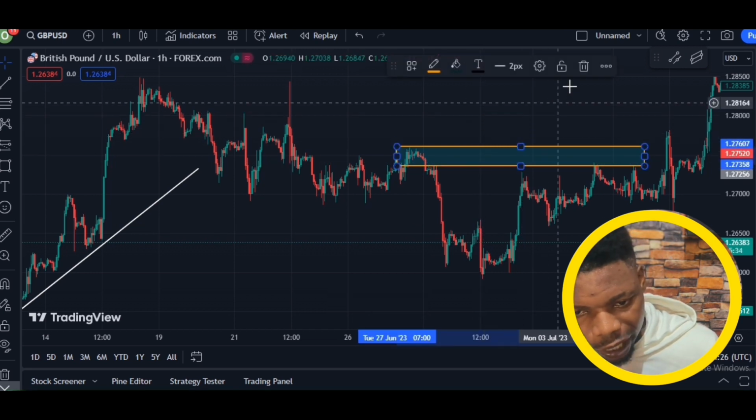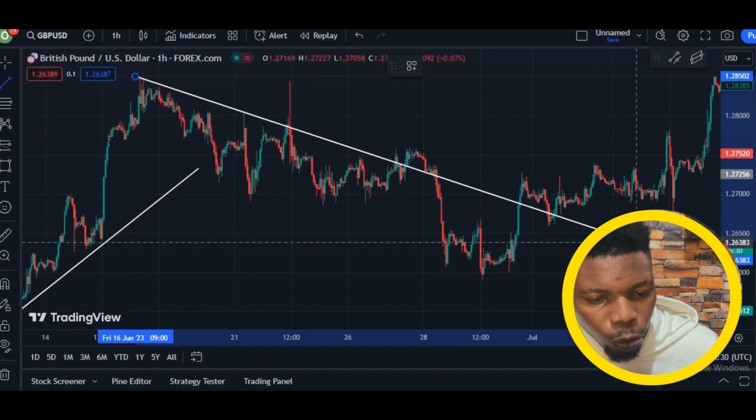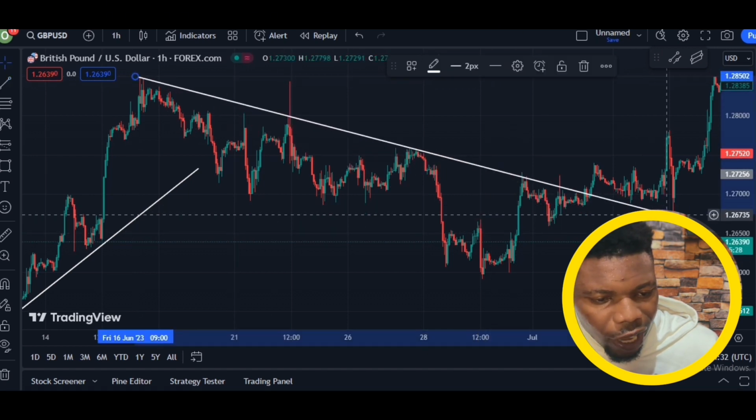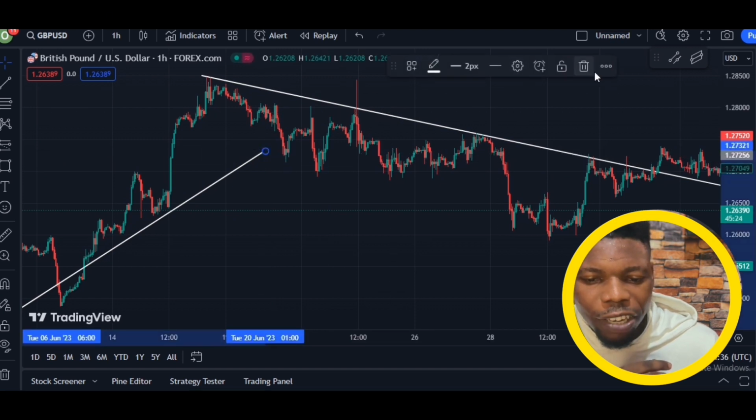So let me take this out. Let me show you the flag here. You can see here that this is the flag clearly. It's very, very clear. So you guys just need to be patient.